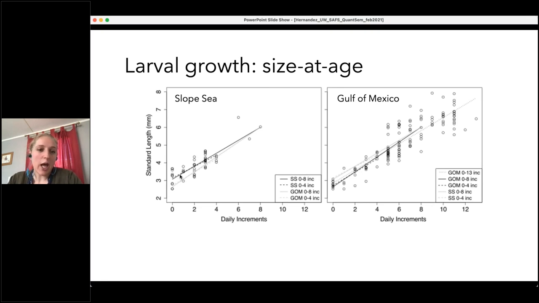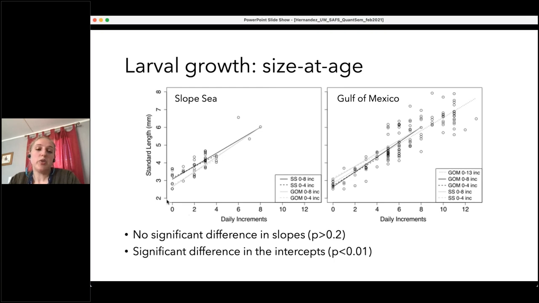At least working with what we have, we want to ask whether the larval growth rate is similar in these two locations. And the slope of this line is a proxy or an estimate of the average daily growth rate of the larvae. So we find no significant difference in the slopes of these two lines, meaning that the daily growth rates are quite similar between the two regions. But we do find a significant difference in the intercepts. So larvae from the slope sea are actually slightly larger at the beginning of larval life than larvae from the Gulf of Mexico.